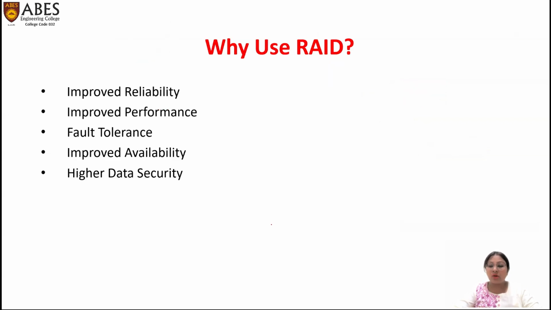Why do we use RAID? Because RAID is used to improve the reliability of our system, and to improve the performance of accessing the drives. There is scope for fault tolerance, like if any fault occurs during the accessing of any disk, then how we can tolerate it, or how we can recover our data. Improve availability means if we want any data at that particular time, we get that data at the same moment when we requested it. And high data security means that data is secured from the intruder in a very efficient manner.